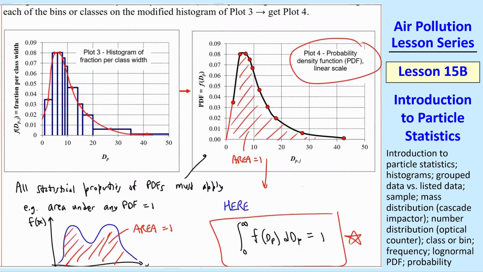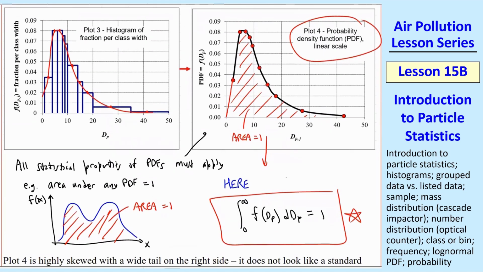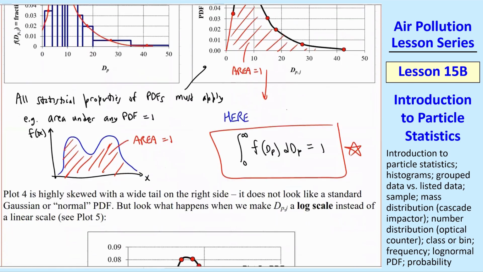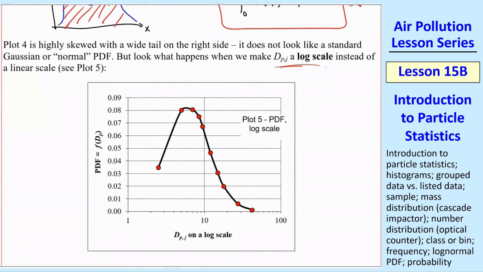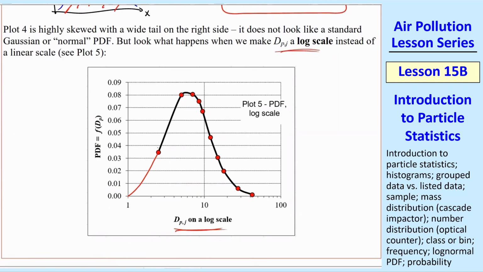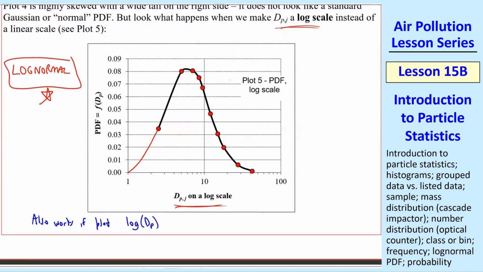Finally, in statistics, we always like Gaussian distributions, which are also called normal distributions. This does not look like a normal distribution. It has this real long tail on the right. So what happens if we make dpj a log scale? This now looks like a Gaussian. When that happens, we call it a log normal distribution. This also works if you plot log of dp or even the natural log of dp. You'll still get a Gaussian.